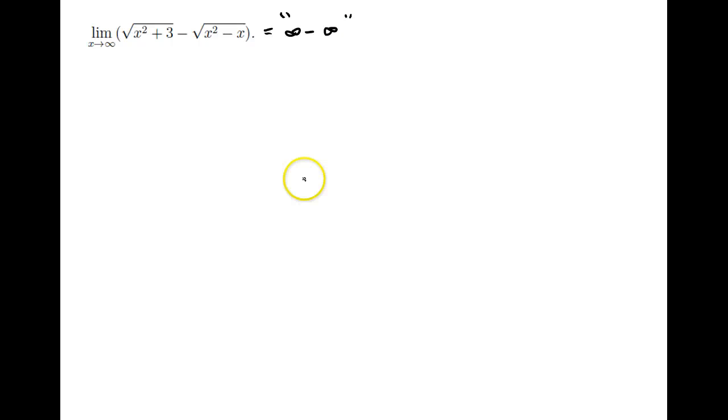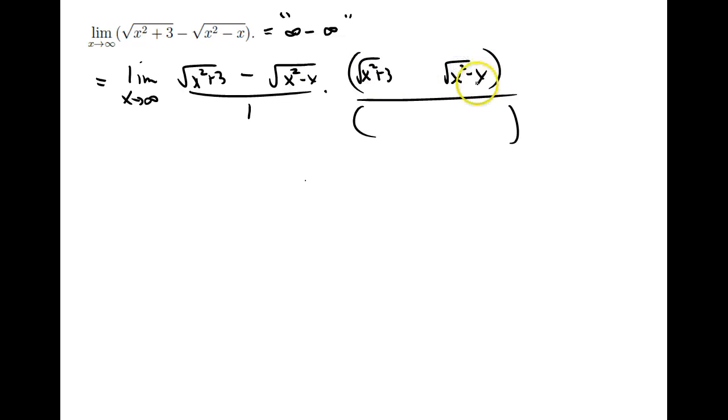I don't know. So it turns out that it comes in multiplying by the conjugate. So I have this root of x squared plus 3 minus the root of x squared minus x. I'm going to take that as a fraction over 1 and multiply it, both top and bottom, by the conjugate, which is the same roots, except we change the sign that is in between them, not underneath, in between.